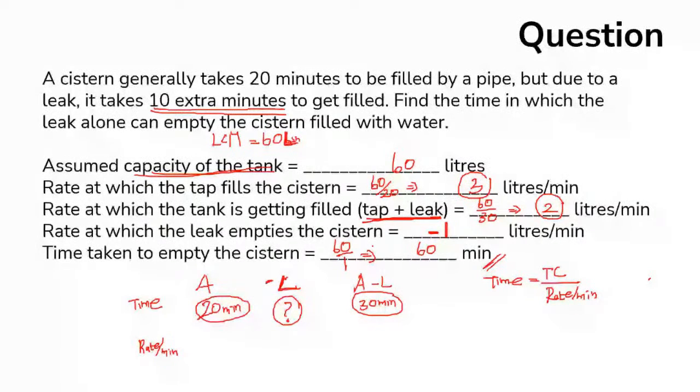Yes, guys. So the time taken to empty the full cistern of 60 liters is the total capacity divided by 1. So it is 60 divided by 1, which is 60 minutes. Hope you guys are getting this.